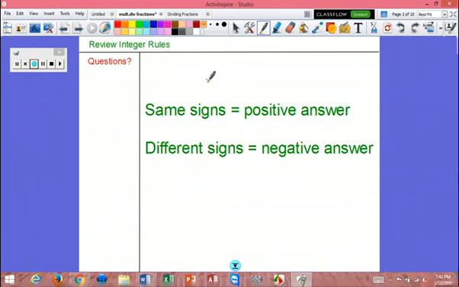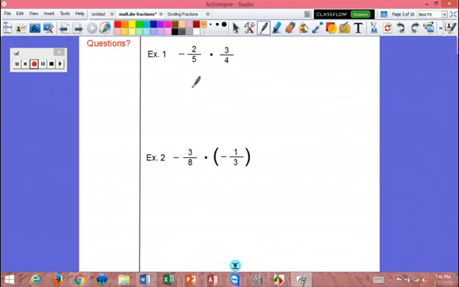Alright, and keep in mind when we're multiplying and dividing, if our numbers have the same signs, then we have a positive answer. If they have different signs, then we will get a negative answer. So let's go ahead and do some examples. Example 1, we have -2/5 times 3/4. Keep in mind when you see a little dot like that, that means to multiply. If you ever see two numbers right next to each other and there is not a symbol in between them, it means we multiply.